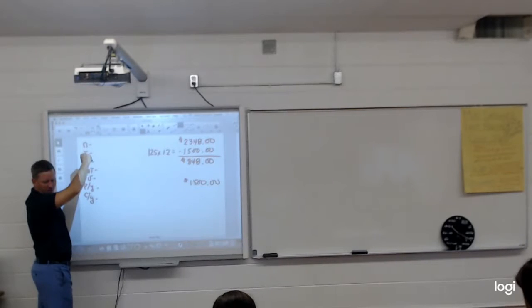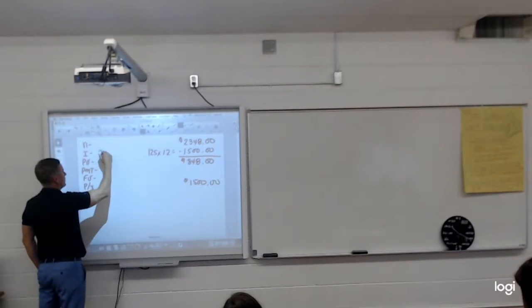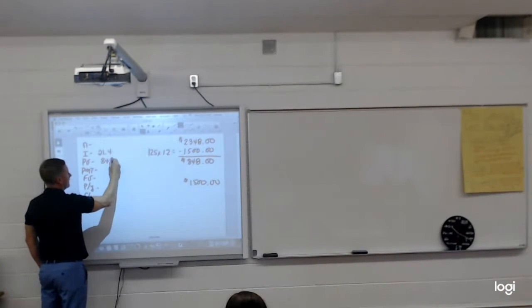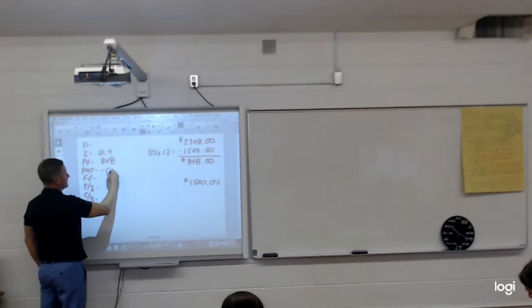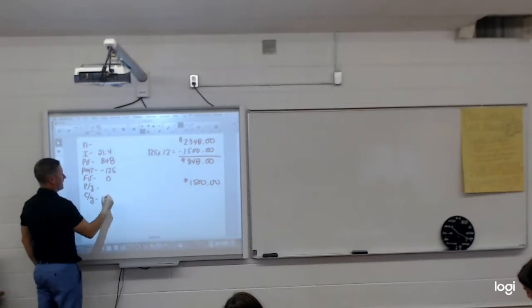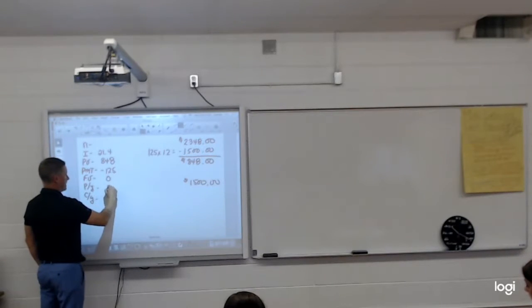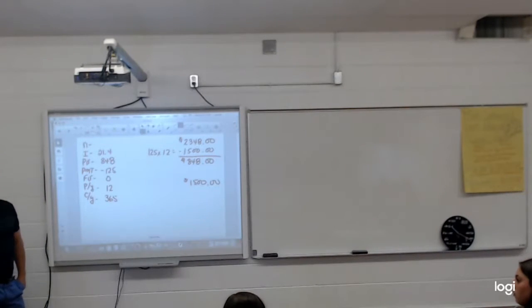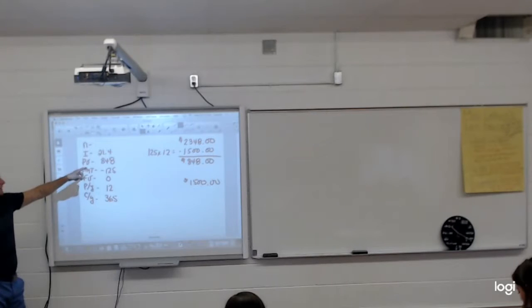So interest rate was what? 21.4. Present value borrowed? $848. Payments still $125. Future value 0. Payments per year 12 and compounded daily, right? Okay, so now let's calculate how many payments it's going to take to pay off $848.